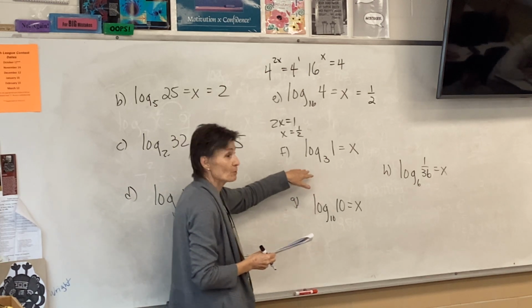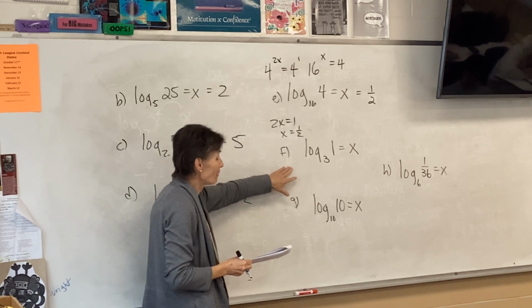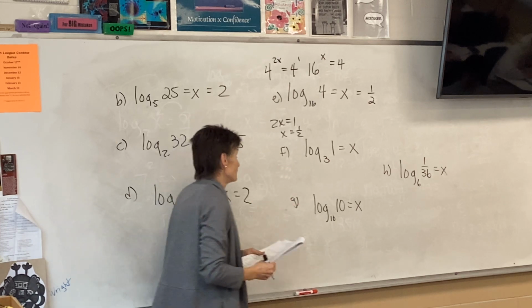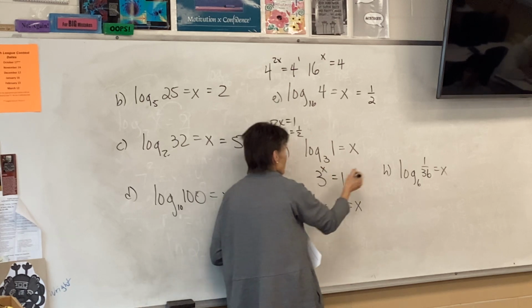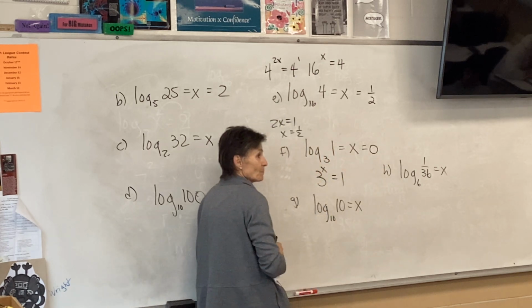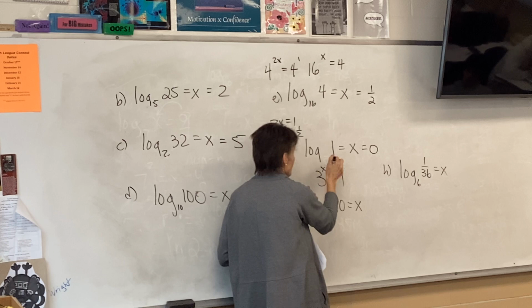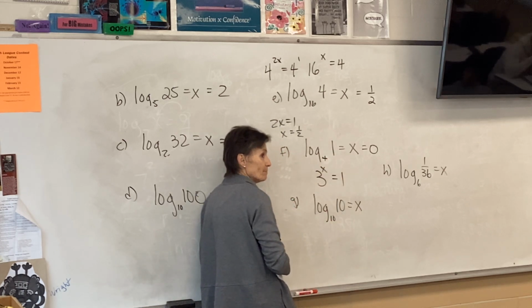All right, how about F, another interesting one. Julia, did you get F? Yeah. 3 to what power is going to give you 1? The only power that can possibly be is 0. And it wouldn't matter. This could be a 4, and it's still 0, right?